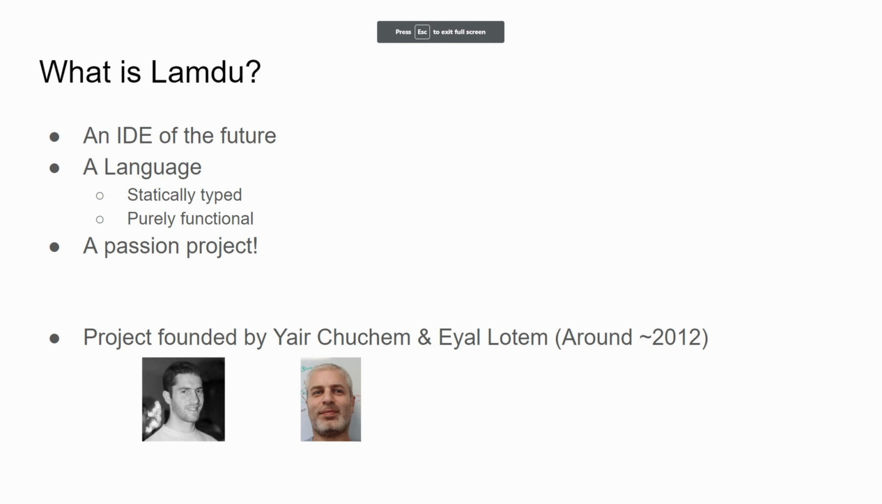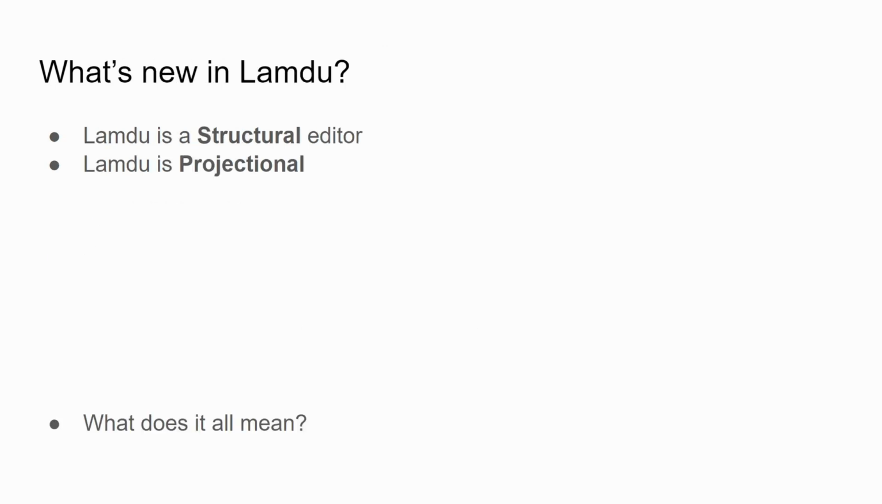It's also a language. It's statically typed. It's purely functional. It's kind of inspired by Haskell. And it's a passion project that we founded, me and Yair, about 10 years ago. What's new in Lambdu? It's structural and projectional. What does it all mean? So I'll show with the demo.